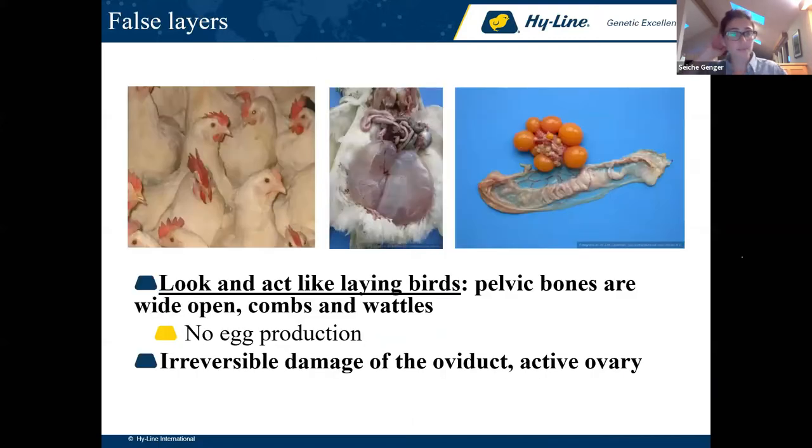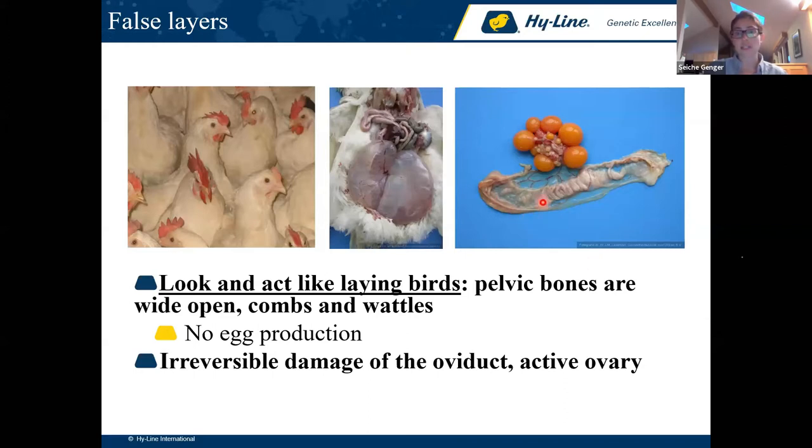So false layers, they are going to look and act like laying birds. Their pelvic bones are going to be wide open. So when you go and check the back of the bird to see if she's laying, it's going to feel like she's in production. She's going to have combs and wattles that look like she's in strong production. All of those secondary sex characteristics are there. But she's going to have no egg production at all. What happened is you get an irreversible damage of the oviduct, but an active ovary.